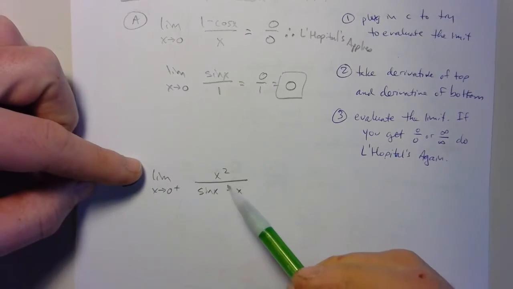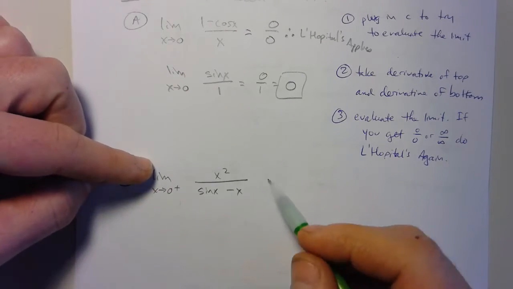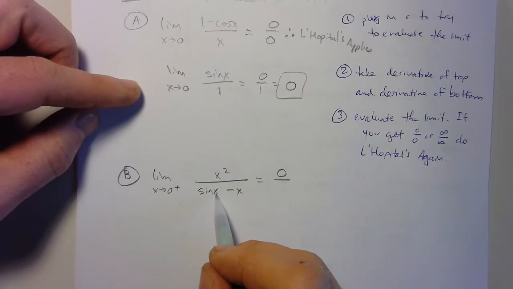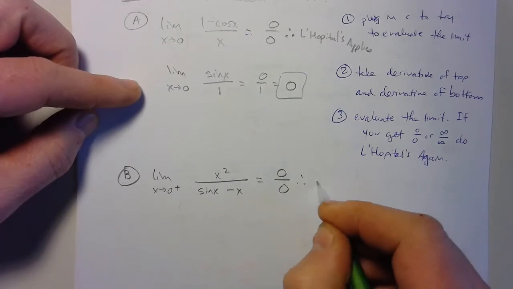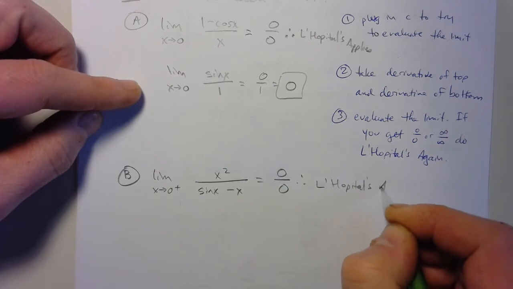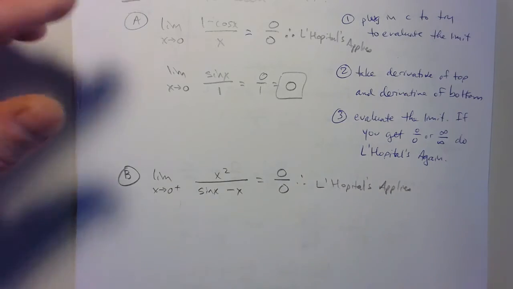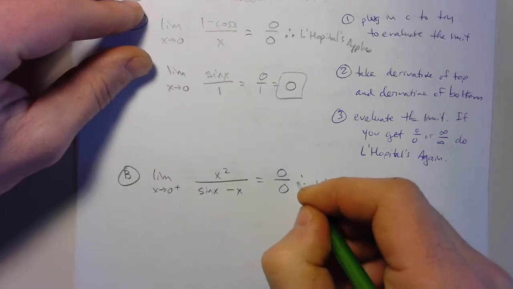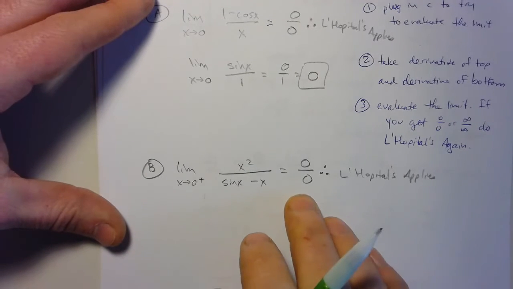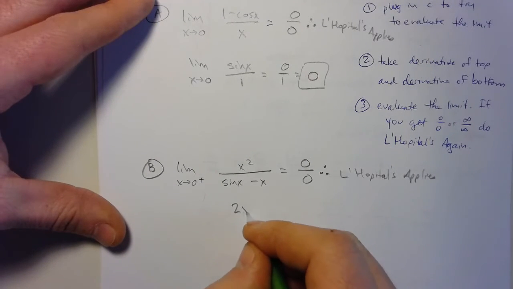Okay, so let's get started with this one. Let's think about step 1, right? Let's evaluate the limit and see what happens. All right, I got top is 0, bottom is 0 minus 0, so 0. Therefore, L'Hopital's applies. Okay, so we have to do that every single time. Next thing, okay, L'Hopital's applies. Let's use it. So take the derivative of the top.